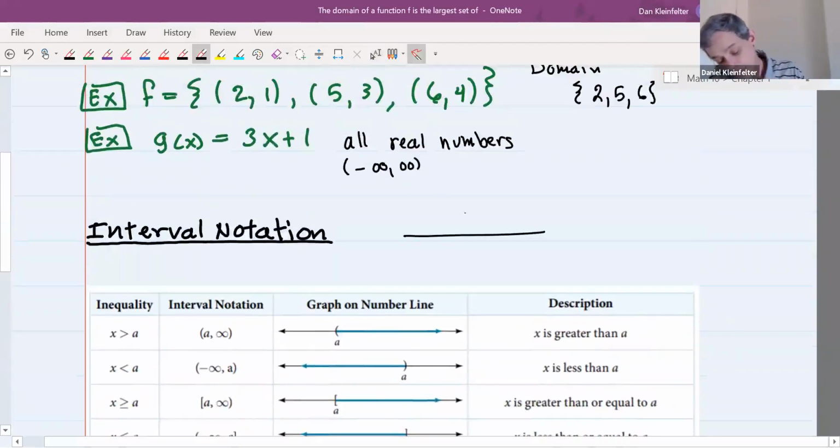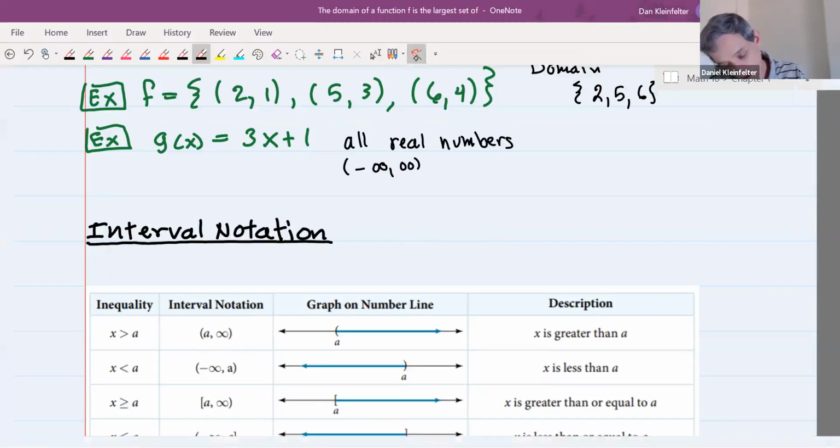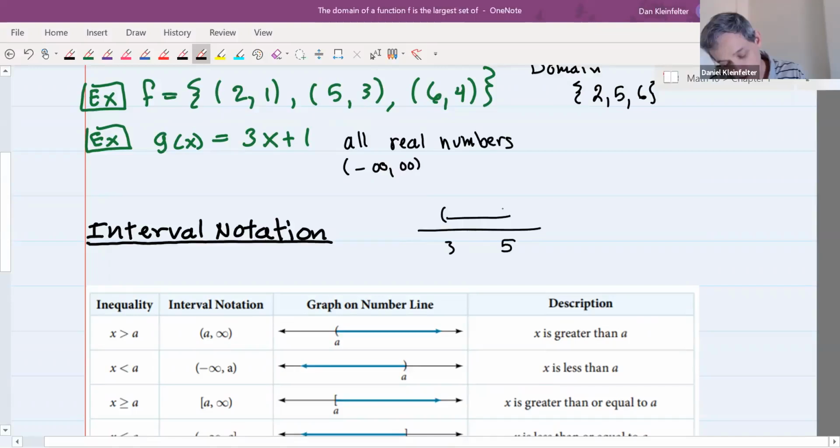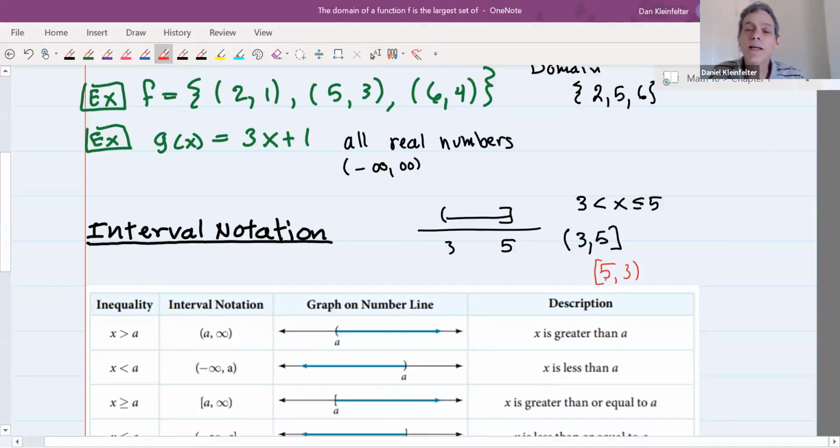So for example, if we wanted this set of numbers 3 to 5, not including 3, but including 5. Sorry, that disappeared on me. Not including 3, but including 5. This would be in inequality form: 3 is less than x is less than or equal to 5. In interval notation, it would be (3, 5]. It would be wrong if I wrote 5 comma 3. Okay, the numbers should be in number line order. The smaller number has to appear on the left.